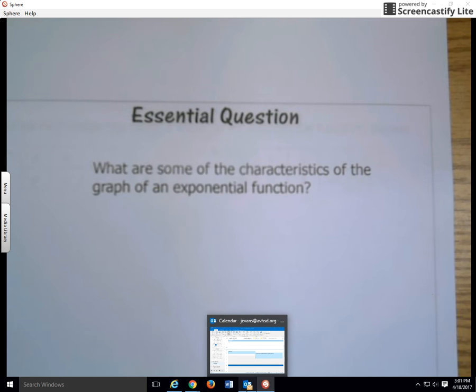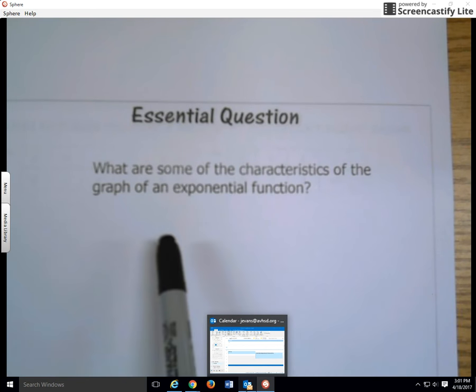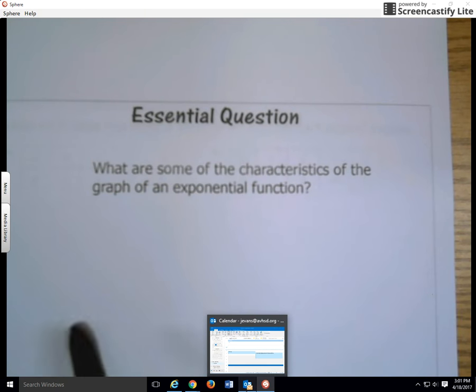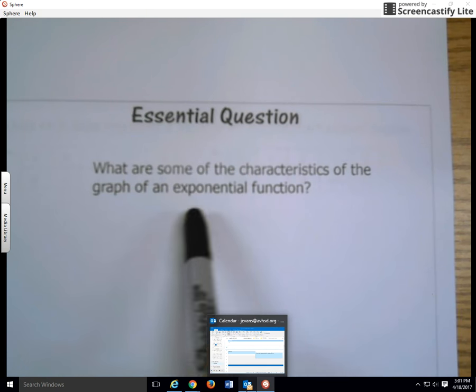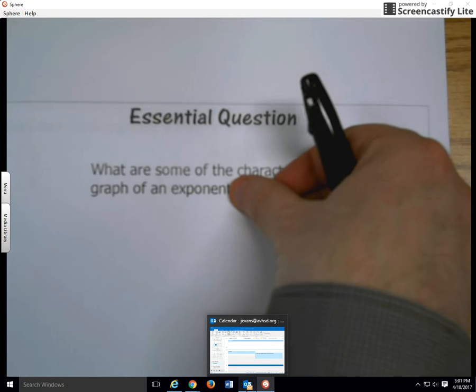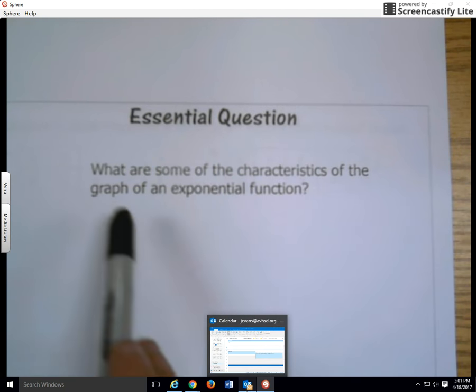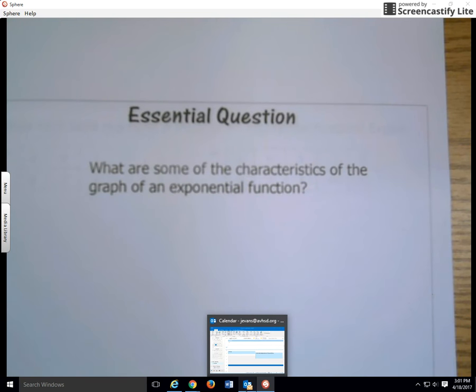Okay, so now the essential question, the question we're wondering, is what are some of the characteristics of the graph of an exponential function? So up to this point, we've been doing linear functions, straight lines. And now we're doing exponential functions, and we'll look at the characteristics of it. One key word that you can probably see is the word exponents is in there, so we're going to be dealing with how to graph with exponents, right? Okay.